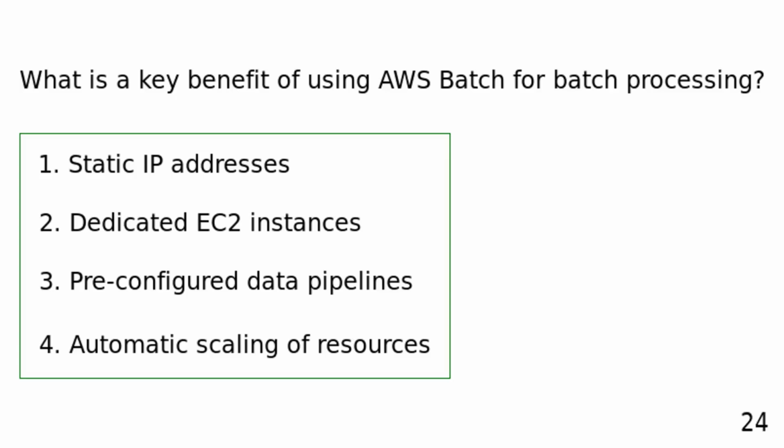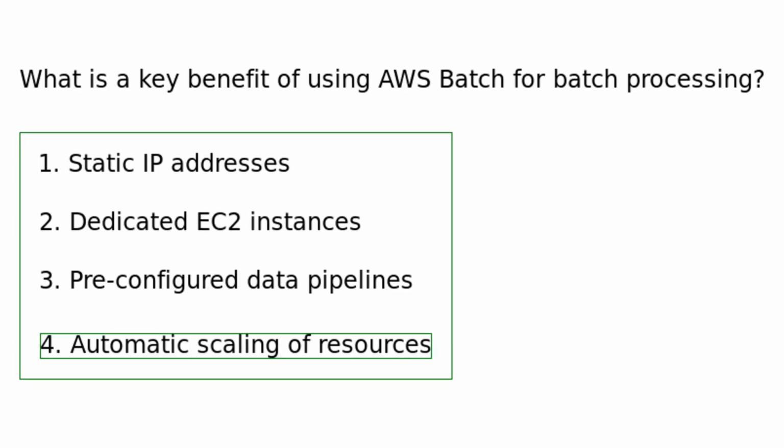What is a key benefit of using AWS Batch for batch processing? Static IP addresses. Dedicated EC2 instances. Preconfigured data pipelines. Automatic scaling of resources. AWS Batch provides automatic scaling of compute resources, allowing it to efficiently handle varying workloads without manual intervention.